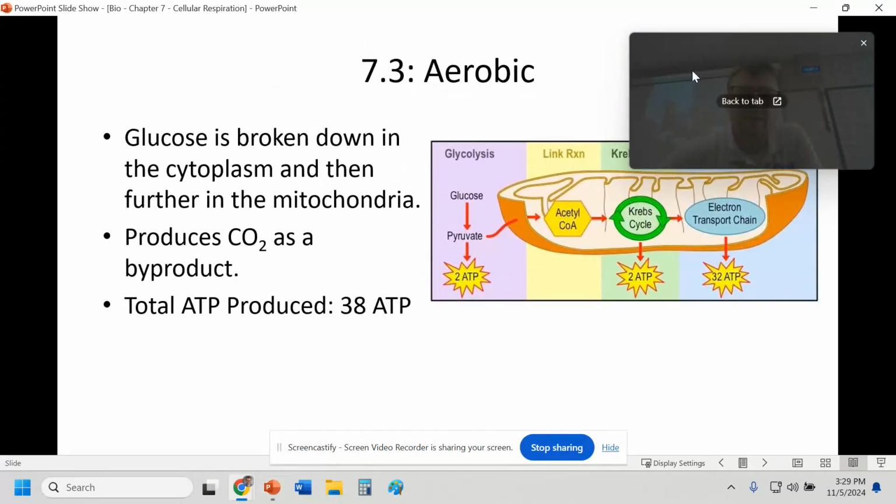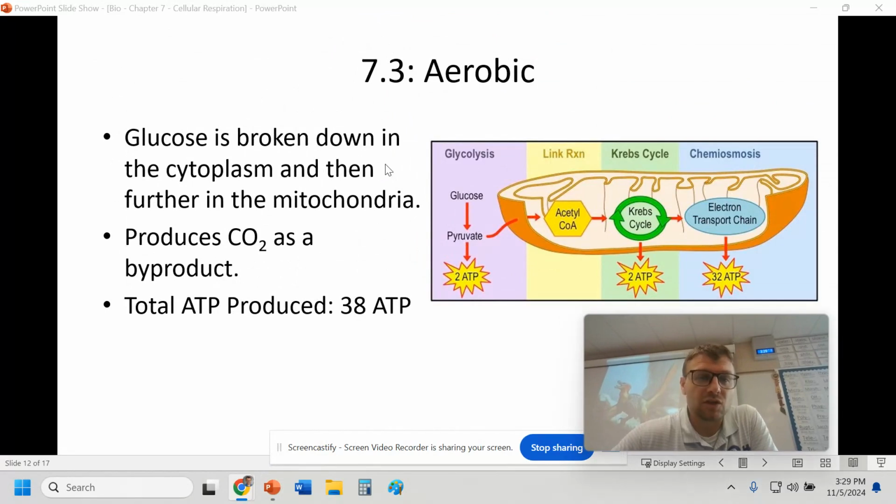Now, what happens is this molecule of glucose will be broken down in the cytoplasm and further in the mitochondria. There are a couple steps here called glycolysis, the prep step, the Krebs cycle, and then something called the electron transport chain. We're not going to talk about these. We get to these in my AP class, but basically what we see is glucose is broken down in each one of these steps. It produces just a little bit of ATP until the end where we produce a majority of our ATP.